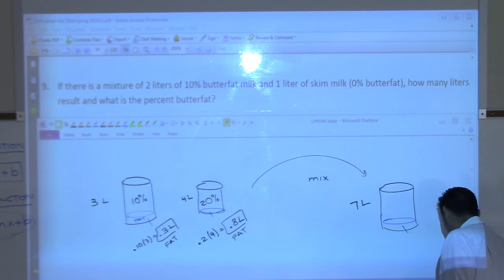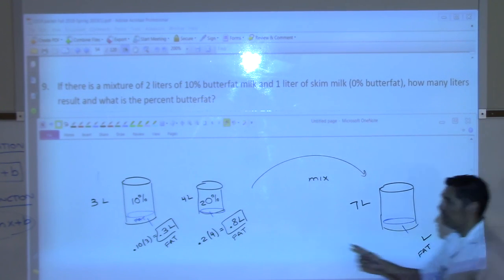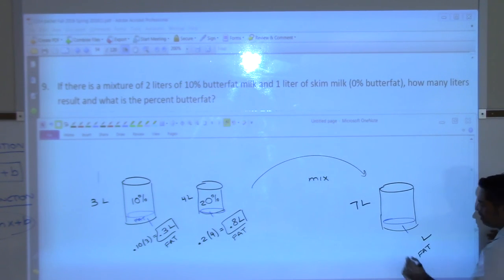So, Tanisha? I've lost where I am here. What's that? Where? Okay, Tanisha, how many liters of fat do I have in this mixture? How many liters of fat are there over here? That's right. You just add these two together, so you would have 1.1 liters of fat here. Do you want to keep going? Because I want the percentage now.